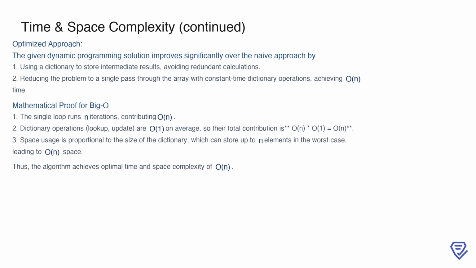This results in a total time complexity of O(n). Space complexity is driven by the dictionary, which may store up to n elements in the worst case, leading to O(n) space usage. The mathematical proof for big O can be summarized as follows. The loop iterates n times, and dictionary operations contribute O(n) overall, while space requirements are proportional to the number of dictionary entries. Thus, the algorithm achieves optimal time and space complexity of O(n).